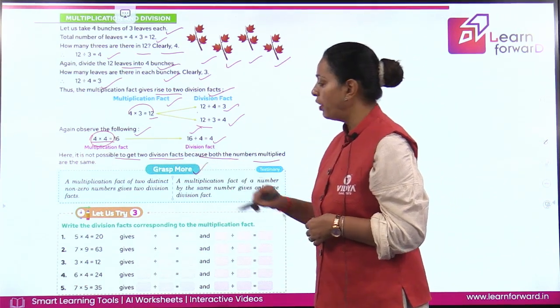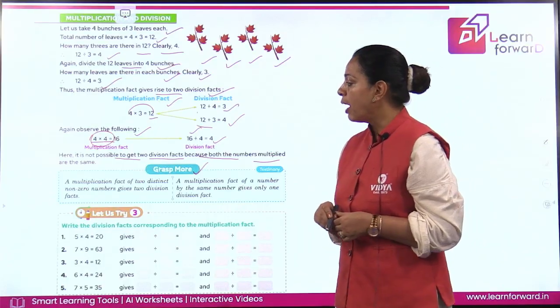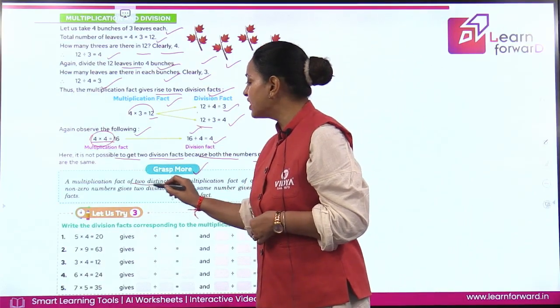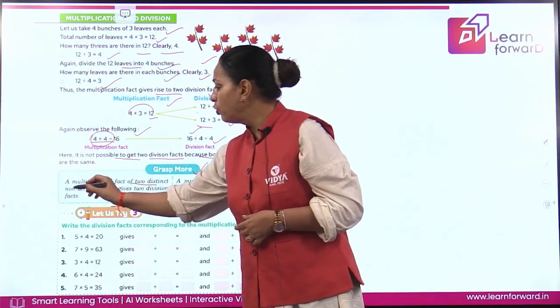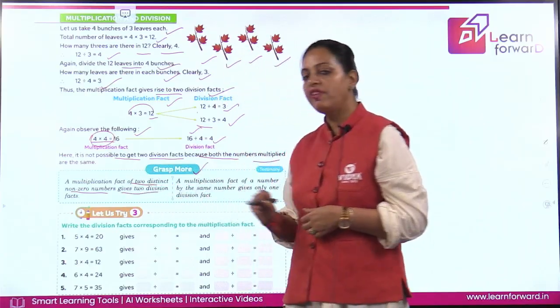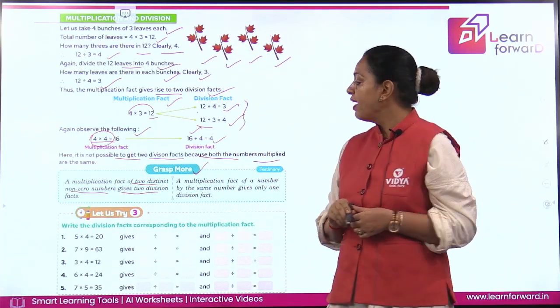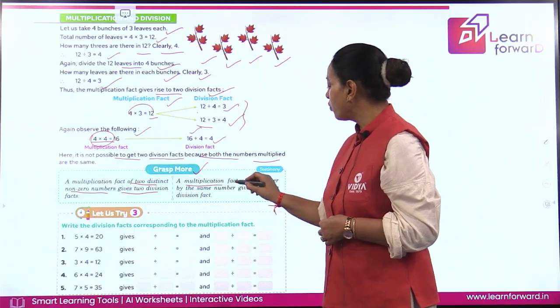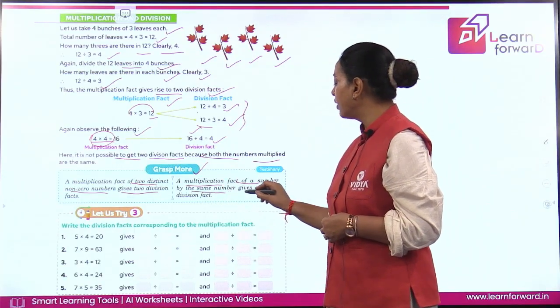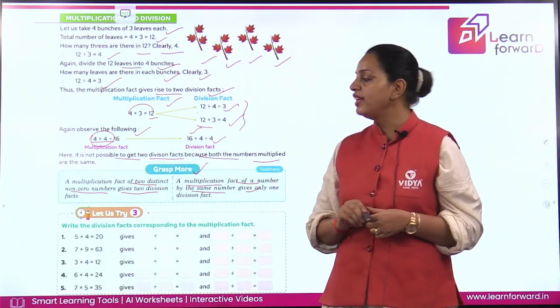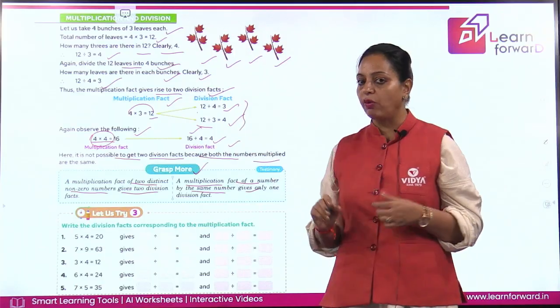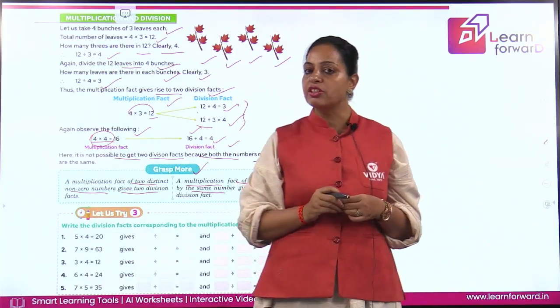Now one very important information: a multiplication fact of 2 distinct, meaning 2 different, non-zero numbers gives 2 division facts, as we have done in this one. And a multiplication fact of a number by the same number gives only 1 division fact, this one. I hope this point is very much clear to you.